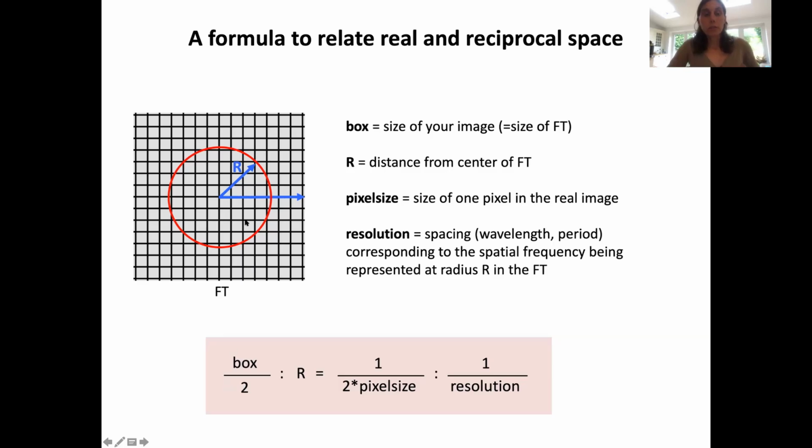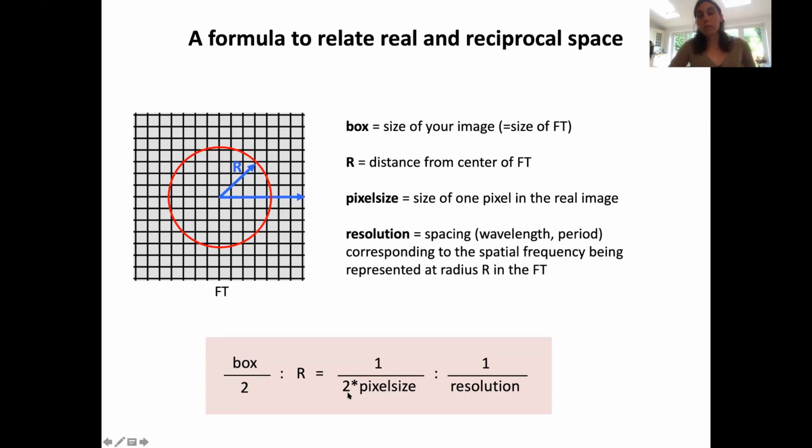So the box size, which is the length of this blue horizontal arrow here, is to the particular radius that you want to inquire about here, R, like 1/2 the pixel size, which is the Nyquist frequency, is to 1/2 the resolution, okay?